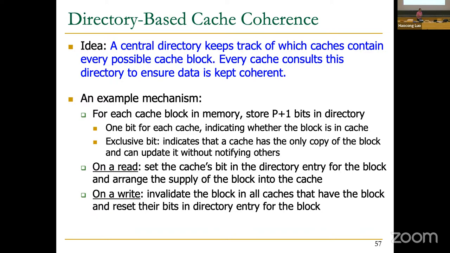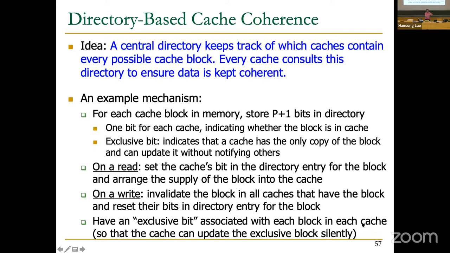And we have an exclusive bit associated with each cache block in local caches, so that the cache can know to update the exclusive block silently without notifying the directory. So if it got permission for this cache block from the directory, it sets its bit called the exclusive bit in the tag store, saying that, oh, I'm accessing this block and the exclusive bit is set, which means that I know now that I'm the only cache that has the copy in the system and I can silently update it without going through the directory. Or I can read it also without going through the directory, right?